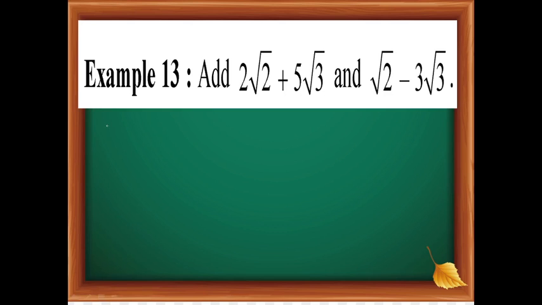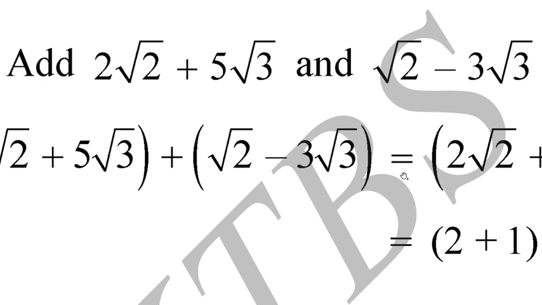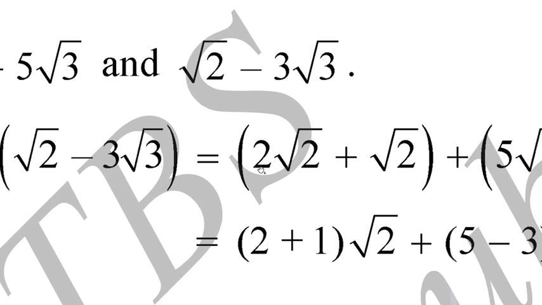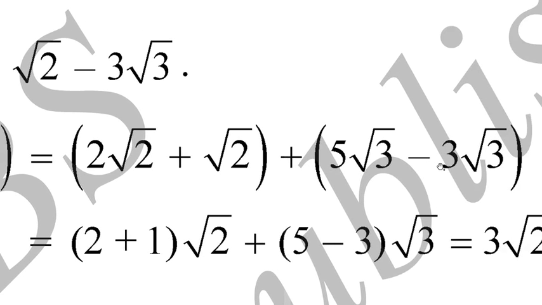So what we should do here, we should add 2 root 2 plus 5 root 3 plus root 2 minus 3 root 3. Then here you can observe the answer, 2 root 2 plus 5 root 3 plus 2, plus root 2 minus 3 root 2. So the next step we will get is 2 root 2 plus root 2 plus 5 root 3 minus 3 root 3.